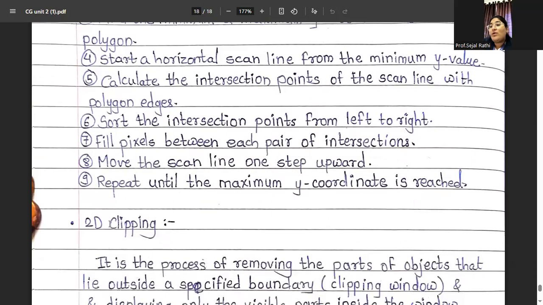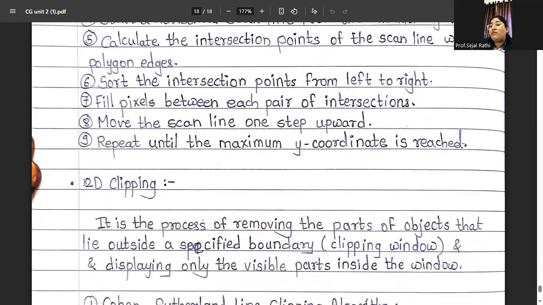So next one is 2D clipping, and we will see it in our next video.